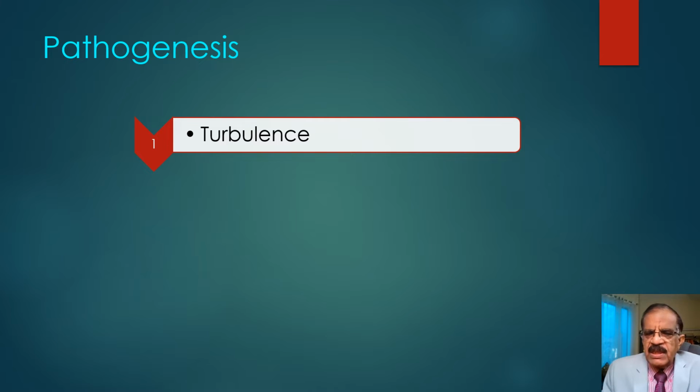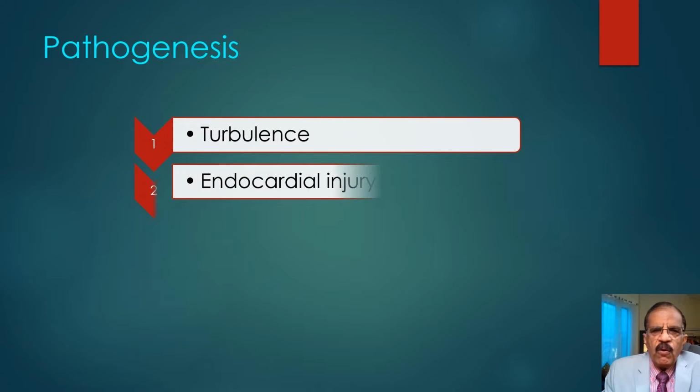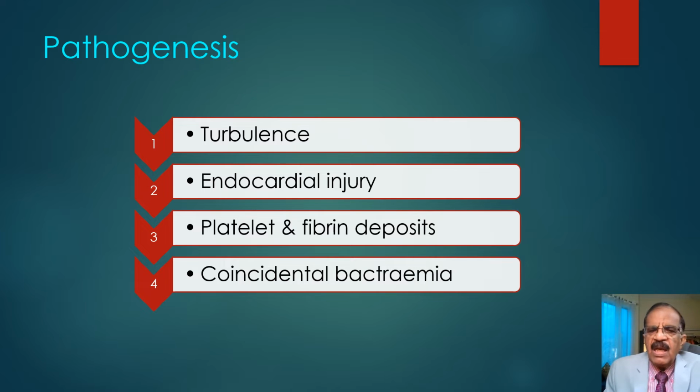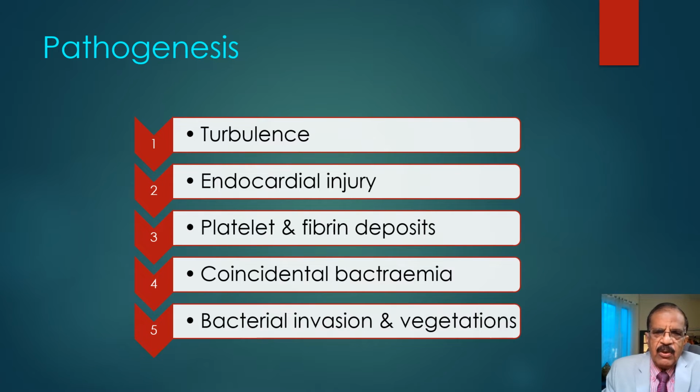Now, pathogenesis, I think we briefly already discussed. First, there is turbulence of flow that is causing endocardial injury, exposing the raw surface that attracts platelets and fibrin, and they make small deposits. And then, if there is coincidental bacteremia, bacteria get entrapped in them and that establishes endocarditis.